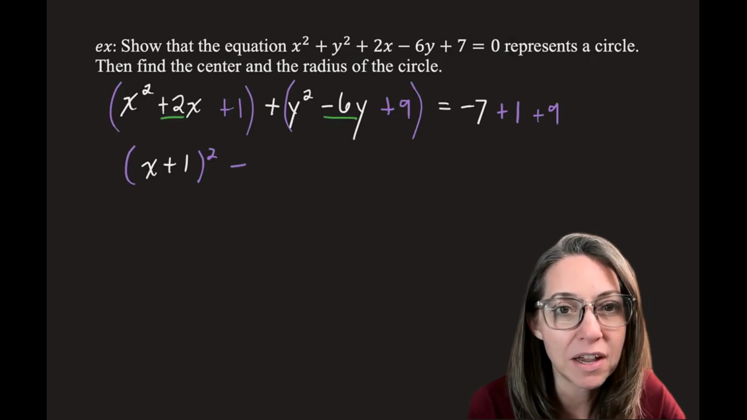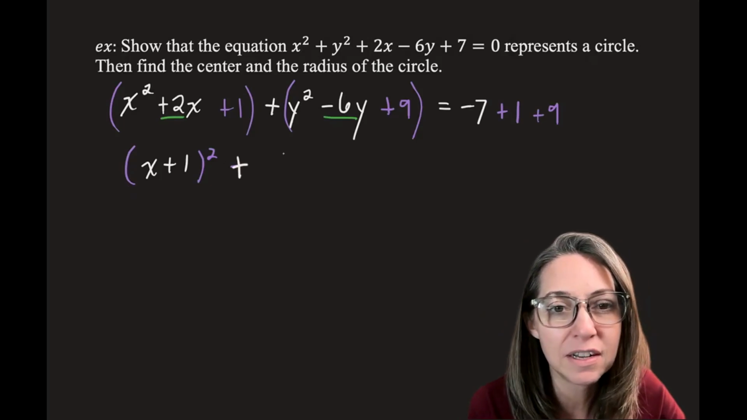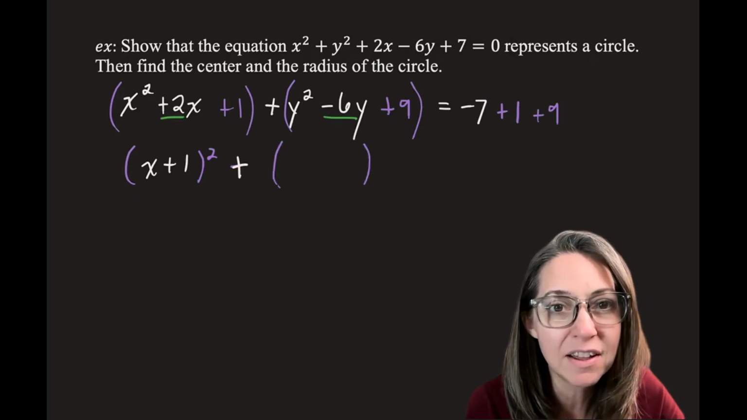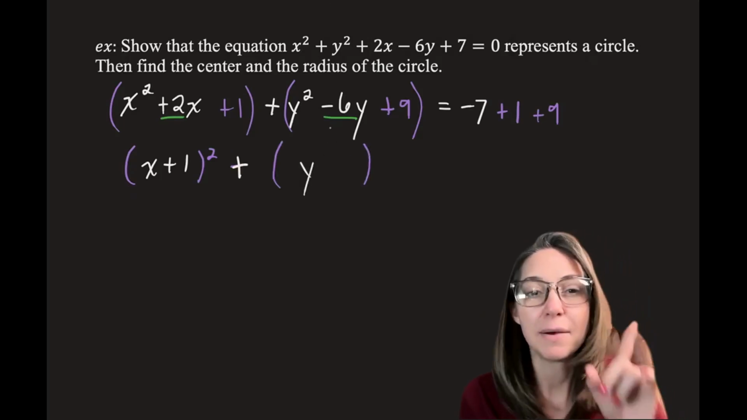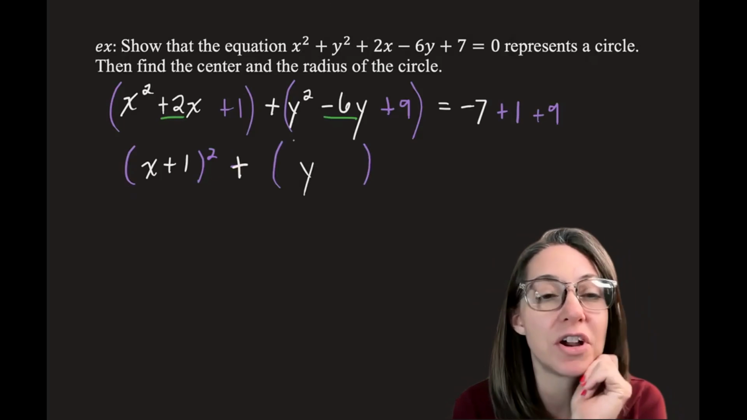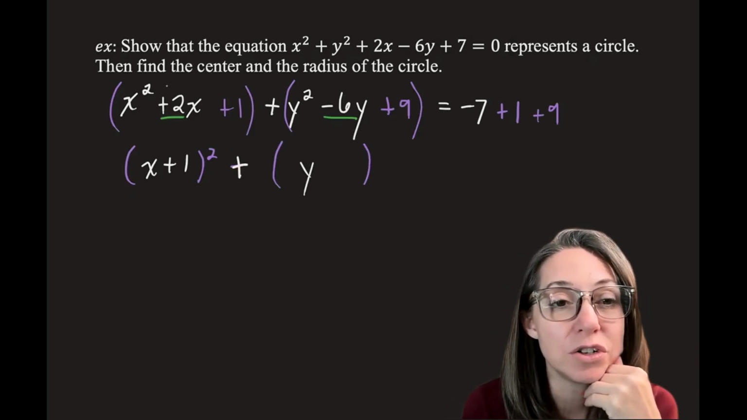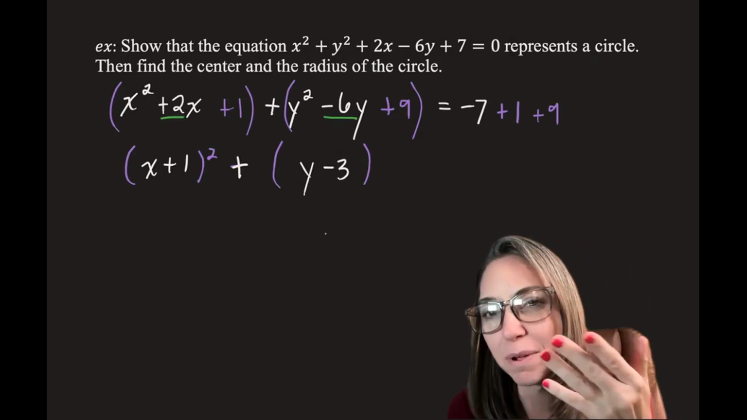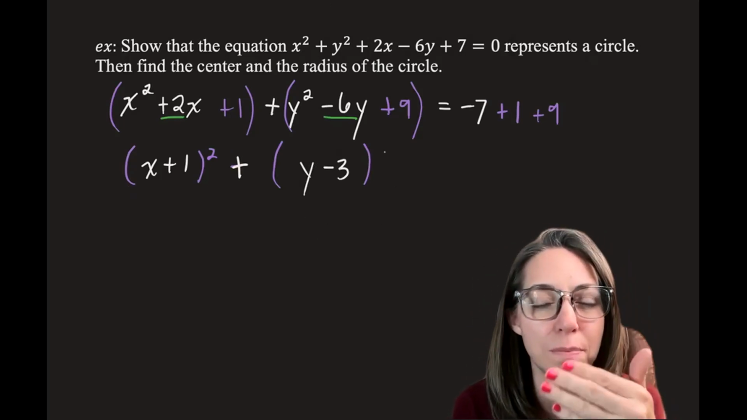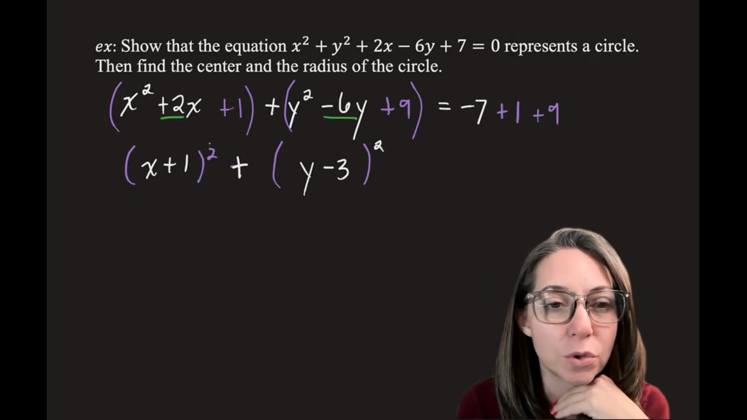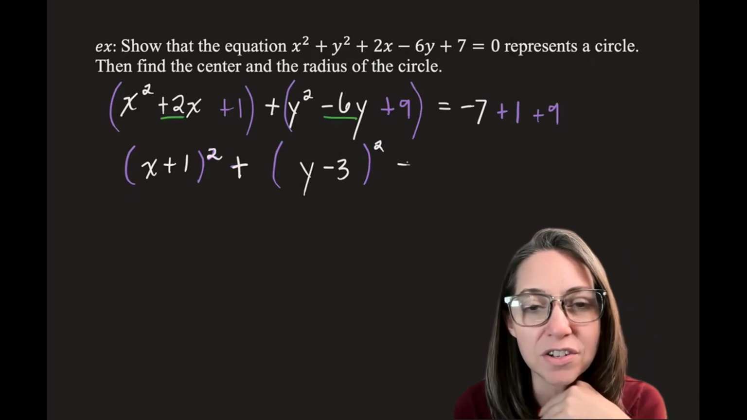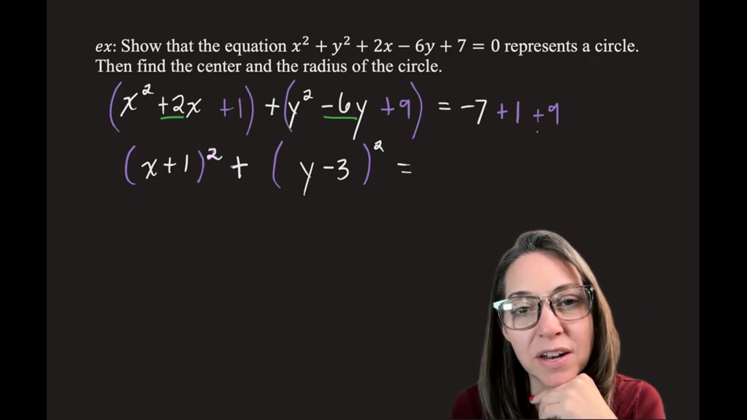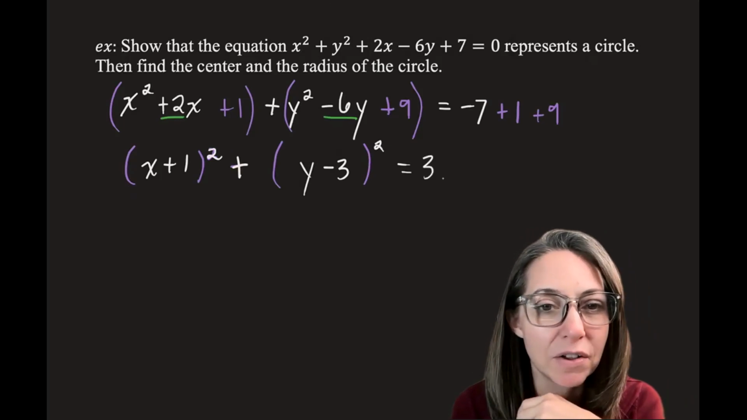And then we do the same thing here. We have y squared minus 6y plus 9, which will also factor into a perfect square. Here's a tip. If you're having trouble figuring out how to factor, it's always b over 2. 2 divided by 2 is 1. Negative 6 divided by 2 is negative 3. You take b over 2 and then square it. So there are those factors. And then on the right side of the equation, we're just going to simplify a little bit. So 9 plus 1 is 10, minus 7 makes 3.